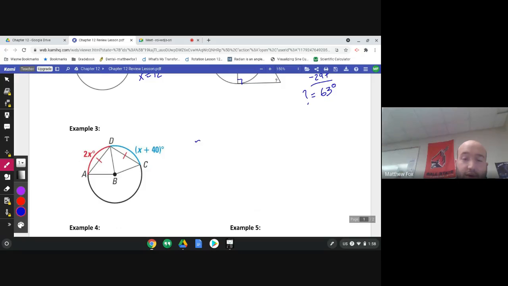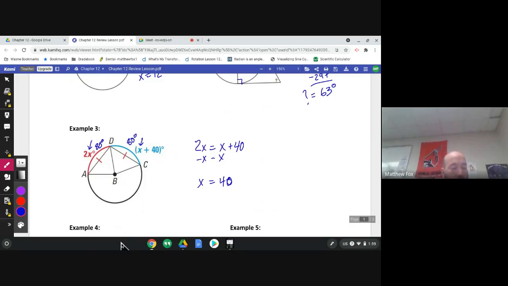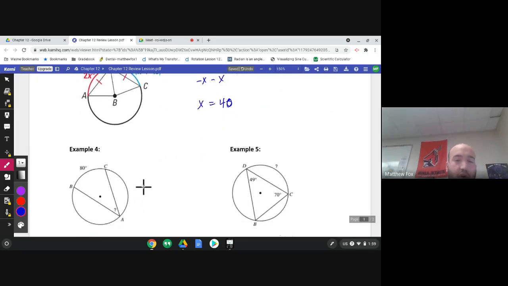So I can simply put 2x equal to x plus 40. From here, minus x leaves us with x will equal 40. Now it doesn't ask us for this, but if we wanted to, we could plug it in. If I plug that in there, this arc is 80. If I plug it in there, 2 times 40 is also 80, which makes sense that they would be the same.